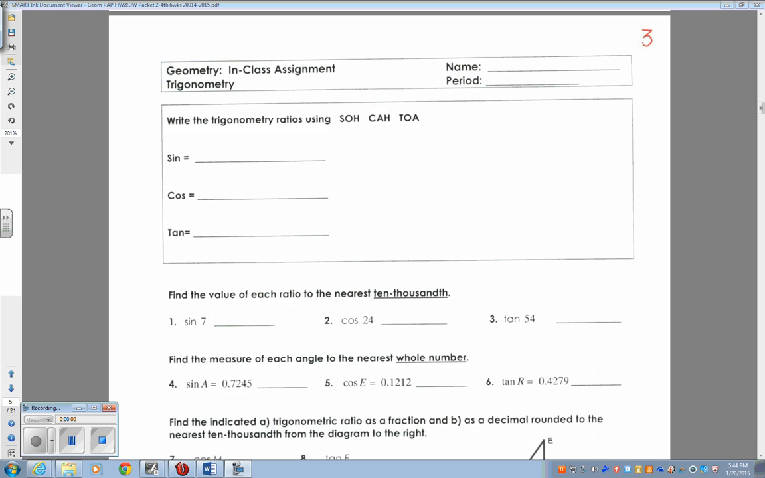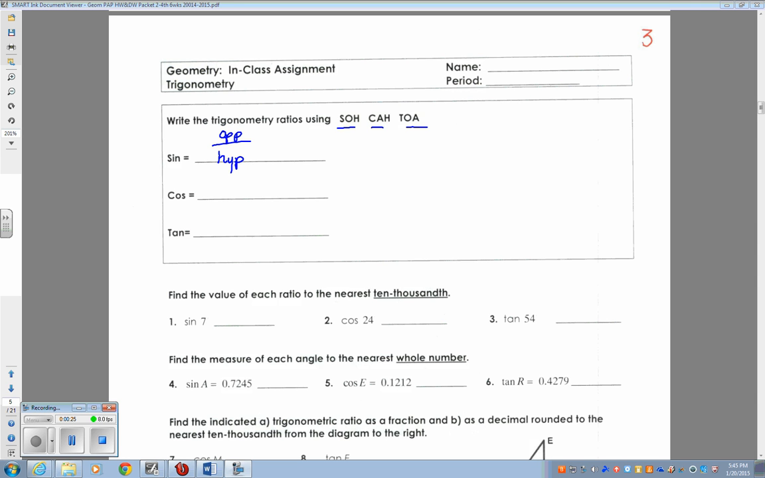This in-class assignment is to recap what we did on Friday, which is learning trigonometric ratios. We learned about the story of Chief Sohcahtoa. This little acronym, SOH CAH TOA, helps you set up your trig ratio correctly. Sine is always SOH, that is opposite over hypotenuse.